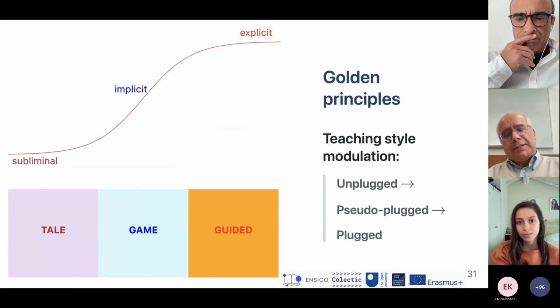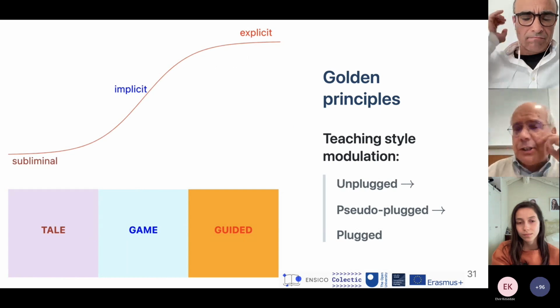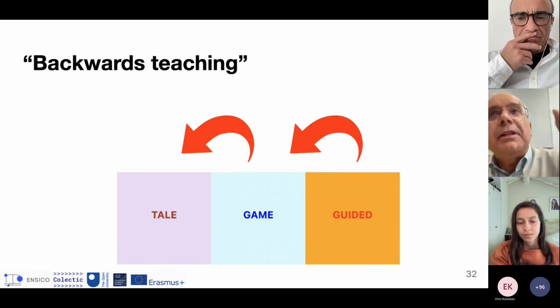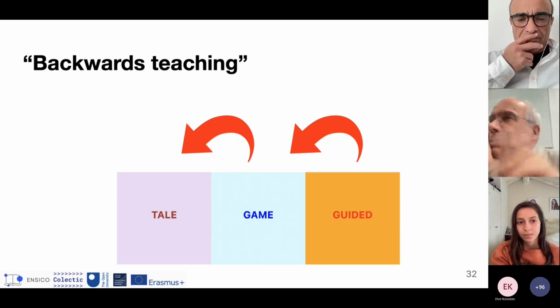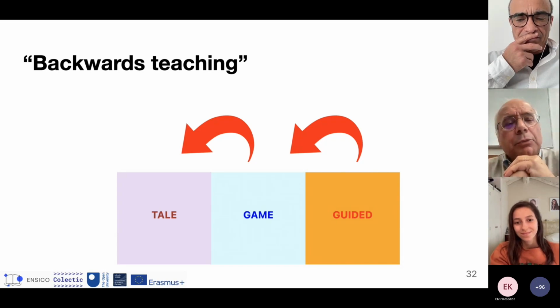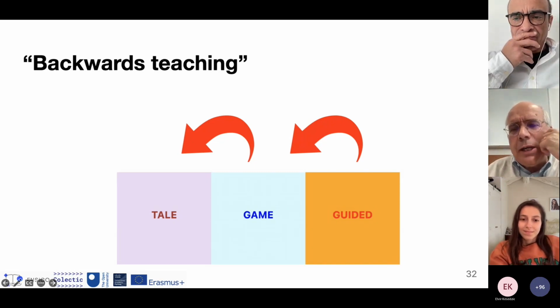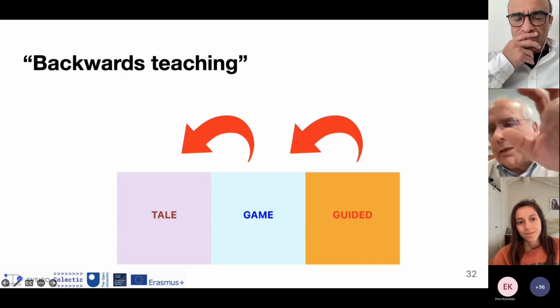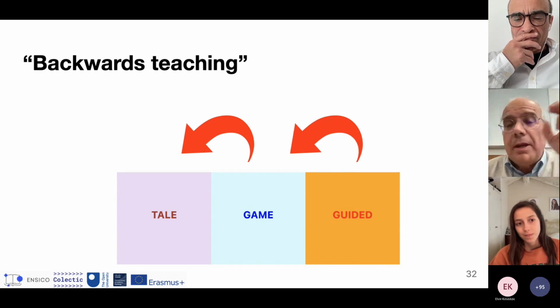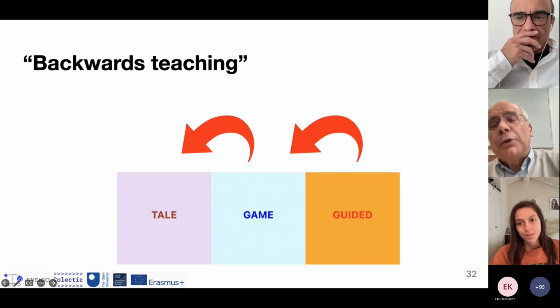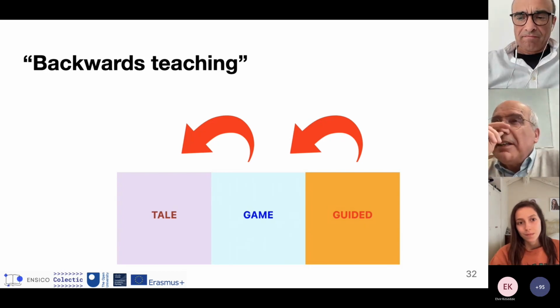Okay, and one of the very important things in our view of this strategy, of this architecture, is what we call backwards teaching. But maybe there is a better term for this, because we are not trained in education, so maybe we are using the wrong words. But what we call backwards teaching is the following. We always work in this way. Suppose in this third phase we want the students to do something. That something needs to be prepared in the implicit phase, and then in the subliminal phase. So we have to always go backwards. So it's a backwards thing.